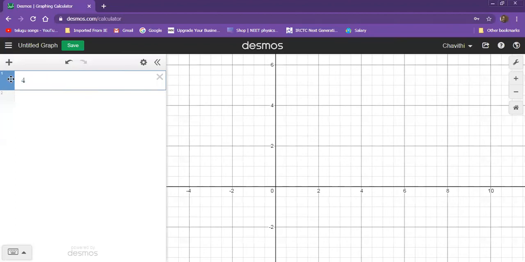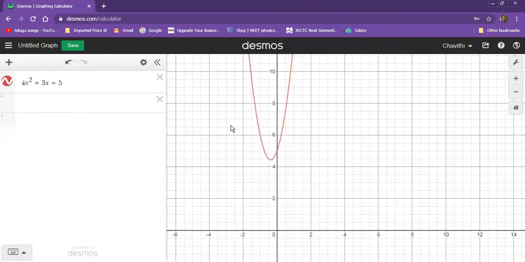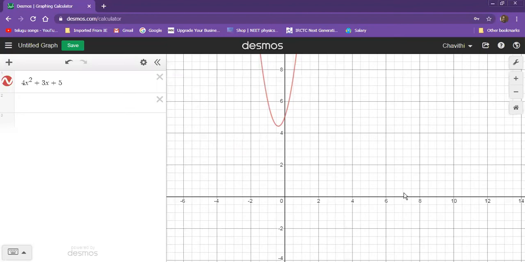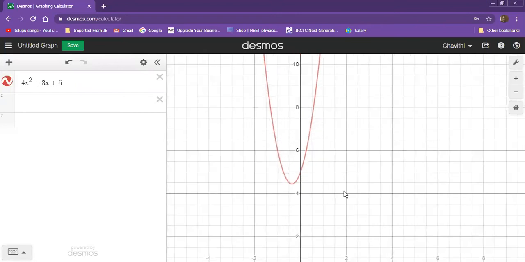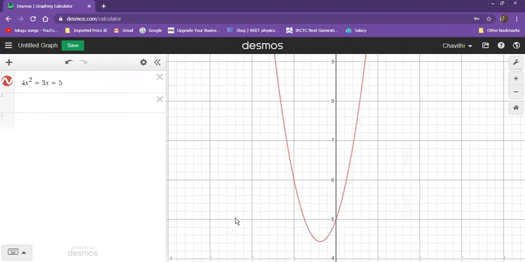Our equation is 4x squared plus 3x plus 5. So you can see here the graph that we got. The x-axis is this one. It's not cutting the x-axis at all. It is cutting the y-axis, but it doesn't matter whether it cuts the y-axis or not. So no x-intercepts are present whenever the roots of the quadratic equation are imaginary.